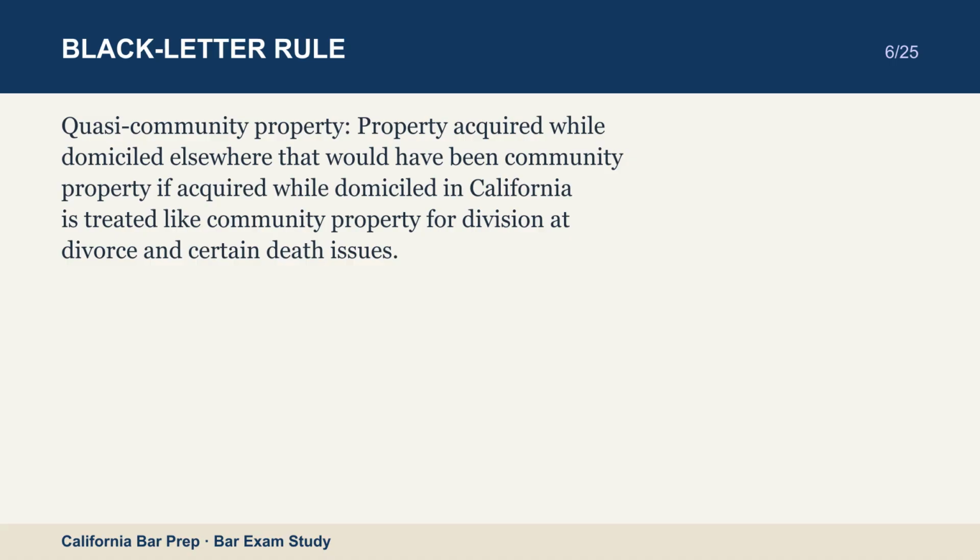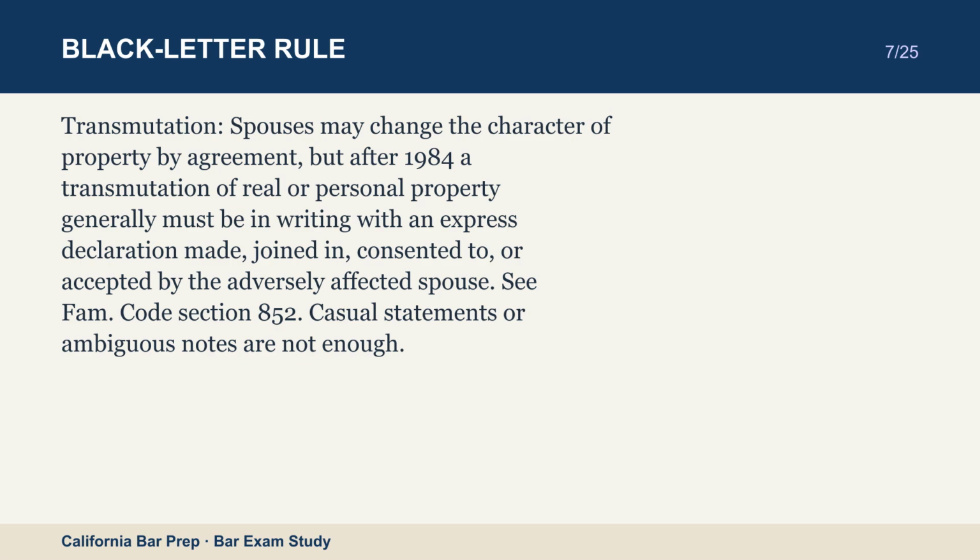Transmutation. Spouses may change the character of property by agreement, but after 1980, a transmutation of real or personal property generally must be in writing with an express declaration made, joined in, consented to, or accepted by the adversely affected spouse. See Fam. Code Section 852. Casual statements or ambiguous notes are not enough.